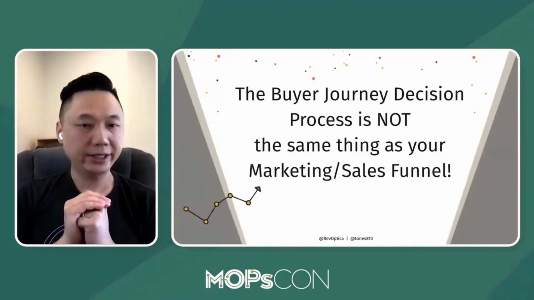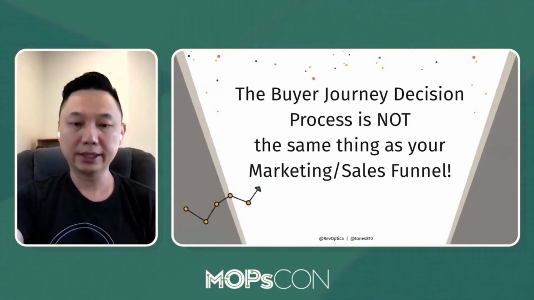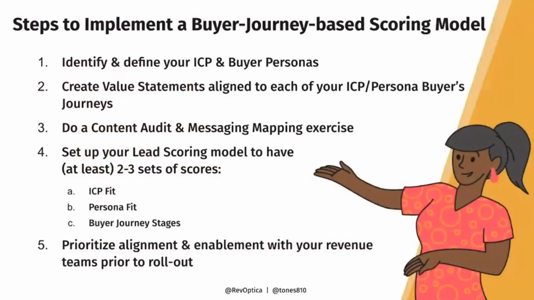All right, so again, key takeaway here: the buyer journey decision process is not the same thing as your marketing and sales funnel. So what are the steps to implement a buyer journey based scoring model, which is the focus of today's presentation? I will go into each of these steps in a little more detail, but as a summary, step number one, identify and define your ICP and buyer personas. In this presentation, I'm not going to walk through the process of how you go about identifying and defining your ICP and personas. If you want, contact me after this presentation is over. I could point you to some resources or perhaps send you some templates that I've used.